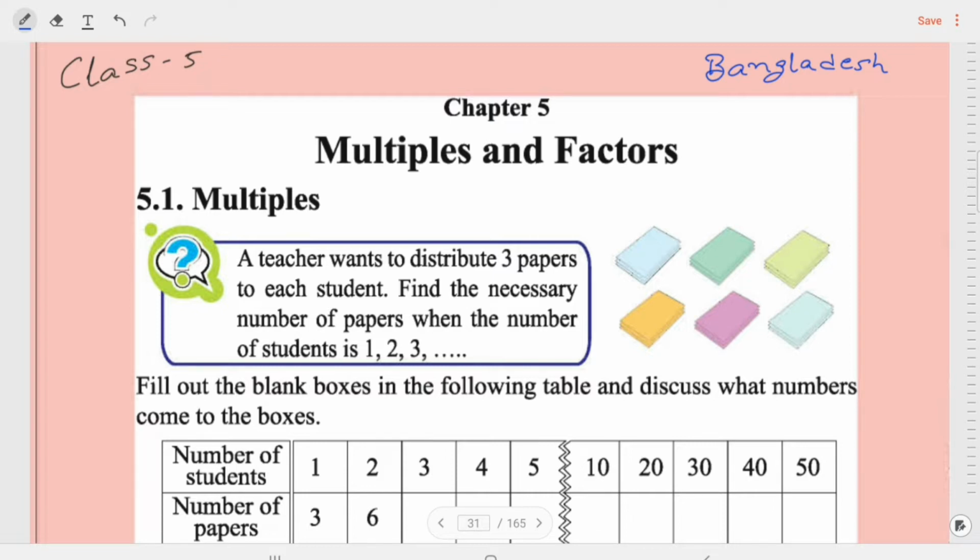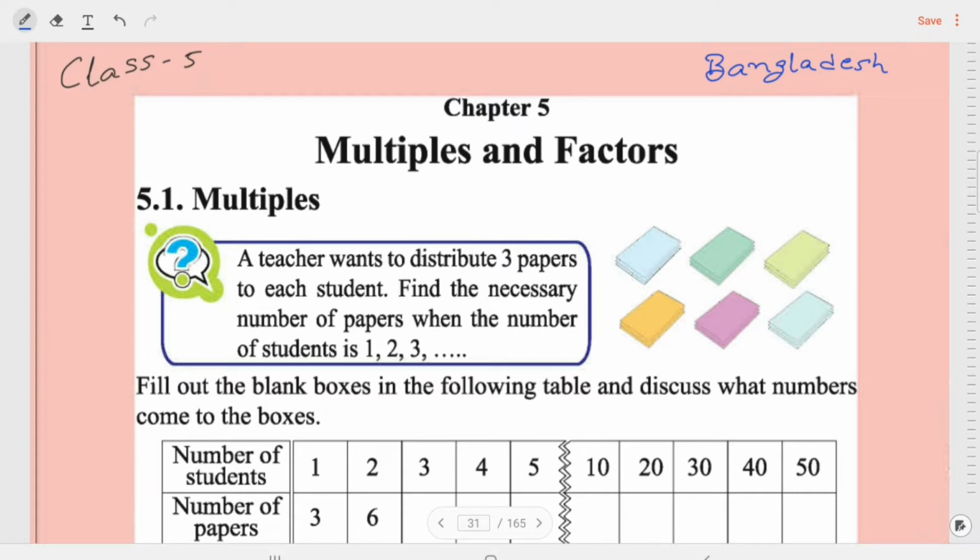The teacher wants to distribute 3 papers to each student. Find the necessary number of papers when the number of students is 1, 2, 3. If the number of students is 1, then it is going to be 3. When the number of students is 2, then it must be 3 into 2, that is 6. When the number of students is 3, then the number of papers should be 3 into 3, that is 9.